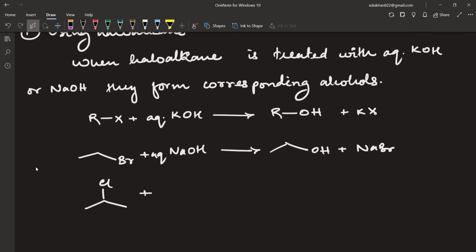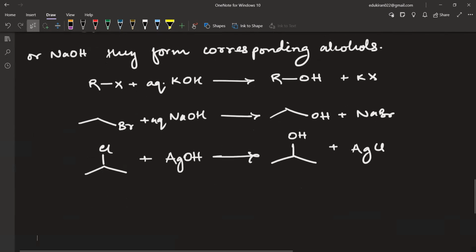Similarly, if I have something like this, chlorine plus, now instead of aqueous NaOH and KOH, you can also use AgOH. This reagent is not there in NCERT, but still it's good to have some reagents in your head. You will get here OH plus AgCl.